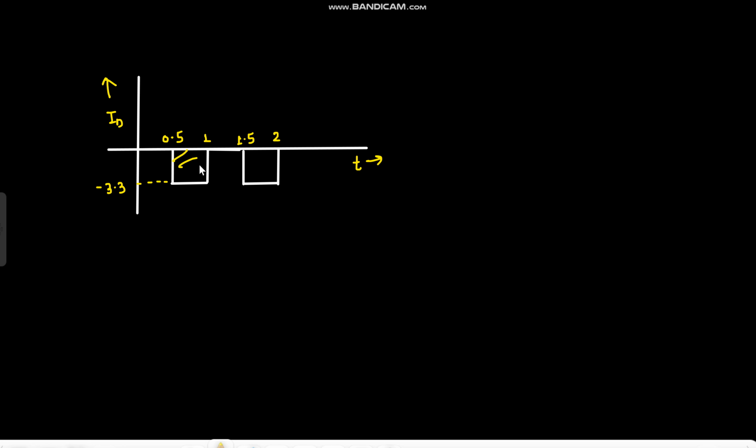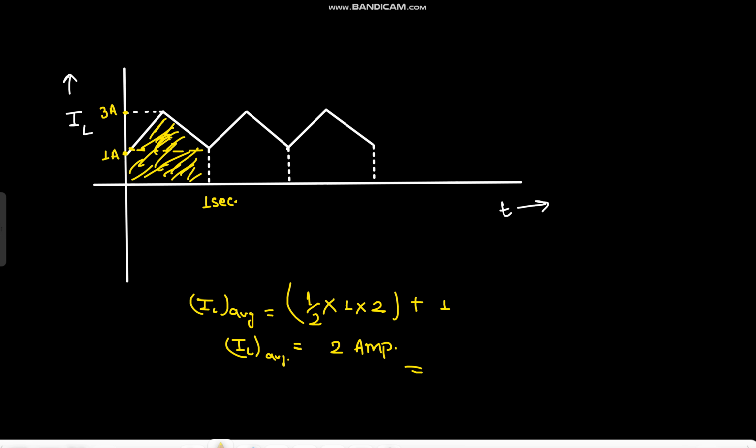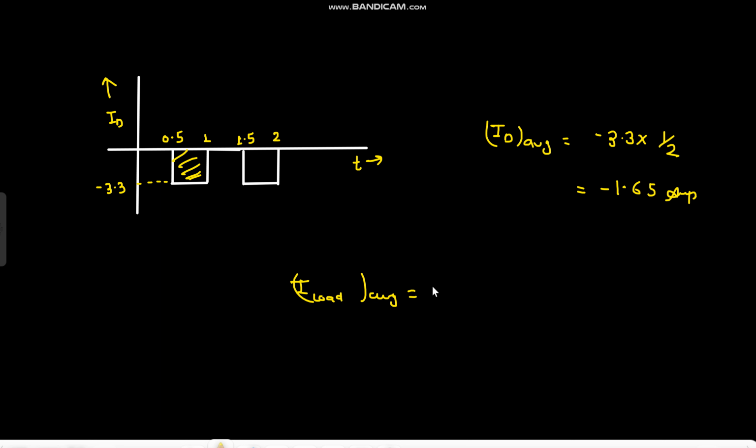Now what will be the average value? The ID average would be -3.3 into 1 by 2 upon 1 time period. Okay, so it would be -1.65 ampere. So what would be the I load average? It would be 2 minus 1.65, it would be 0.35 ampere. Okay, so that's the final answer.